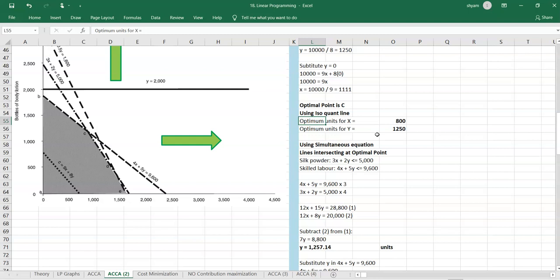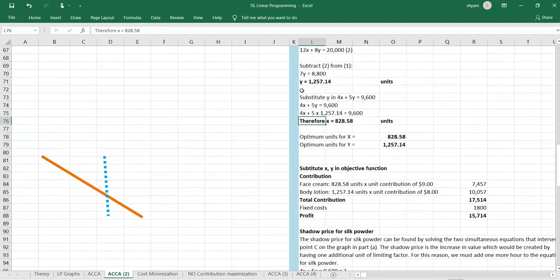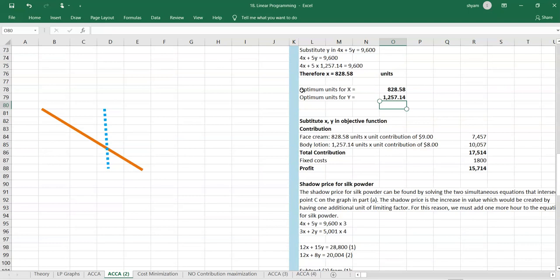If the question asks you to find out the exact numbers, or to solve the sum through simultaneous equations, then you have to find out which lines are crossing the optimal point. The lines crossing the optimal point are silk powder and skilled labor. Solve them, find out x and y. So exact numbers of x and y you can find out. Then multiply by the contribution per unit, you get the total contribution. Subtract the fixed cost, you get the profit.